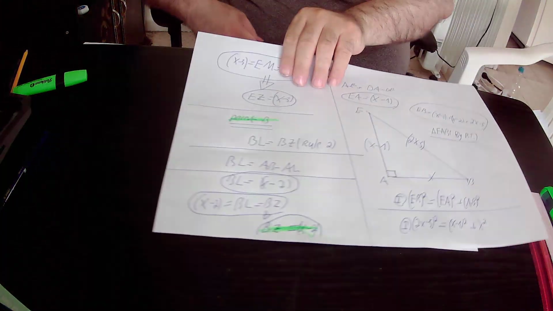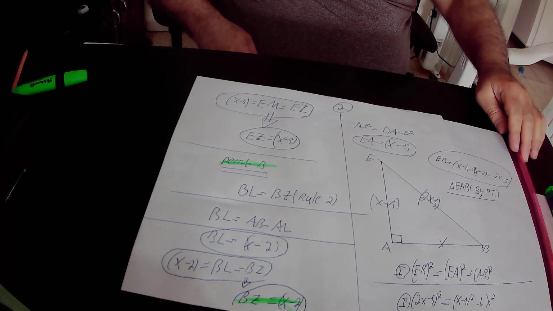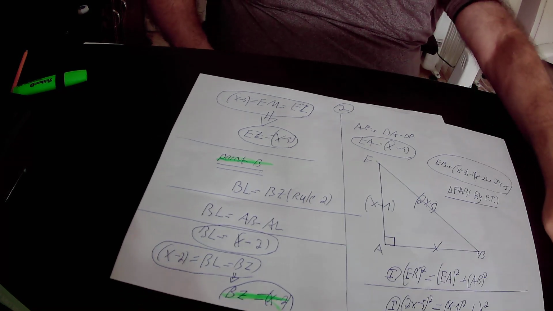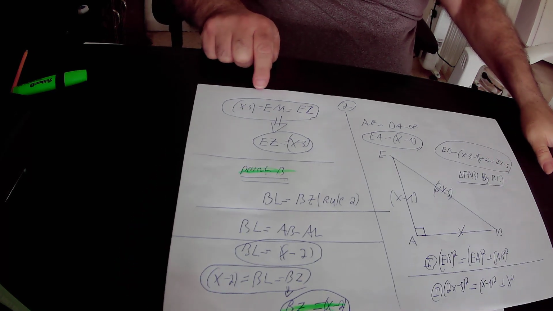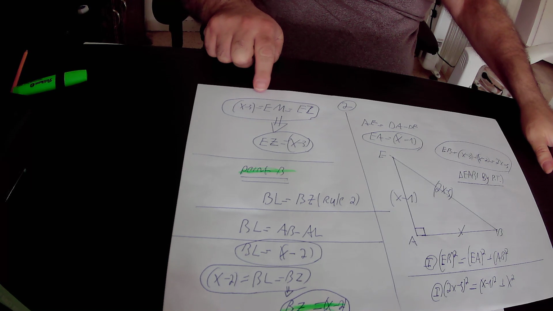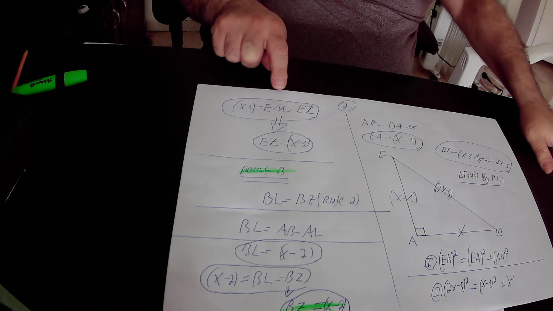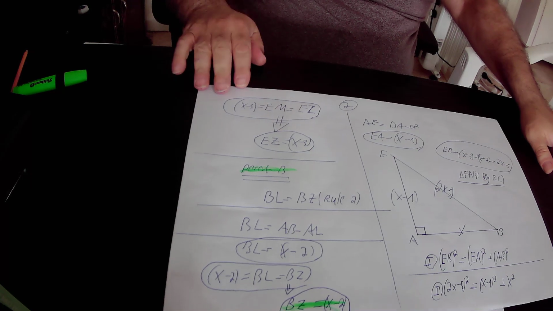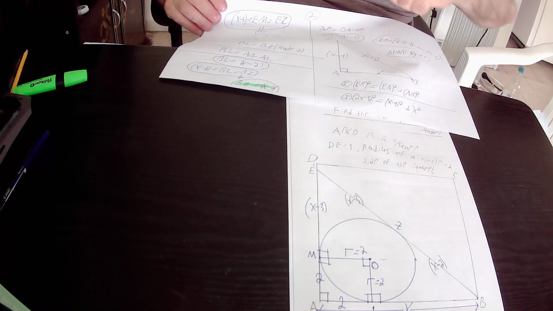But according to rule number 2, we have already found out that EM equals EZ from one side, and from the other side, we just found out that EM equals X minus 3. So from this equation, X minus 3 equals EM equals EZ, we derive that EZ is also equal to X minus 3. Here, EZ equals X minus 3.